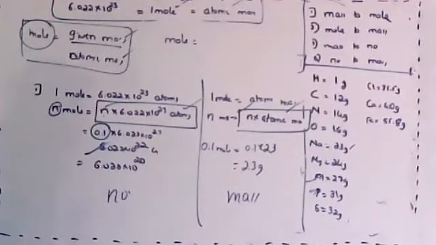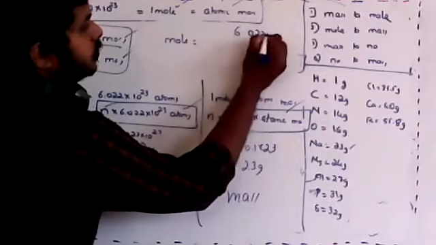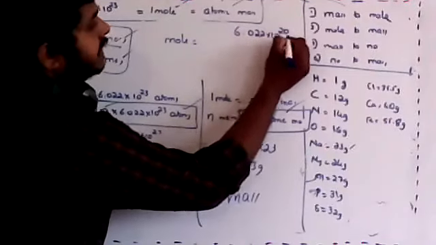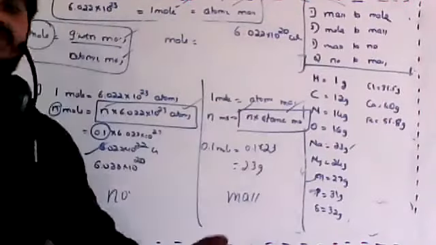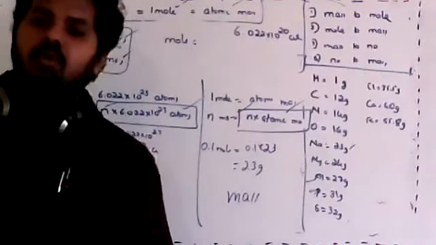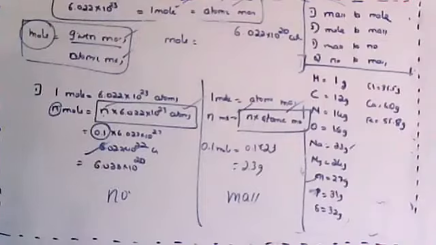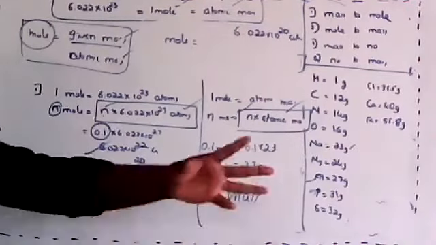What if I give you some number? For example, imagine I have given you 6.022 into 10 to the power 20 atoms. And if I tell you to calculate the number of mole, always division will come. Confusion between number and mass will be there.